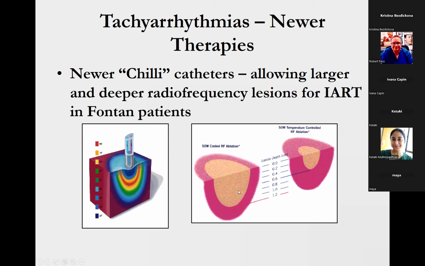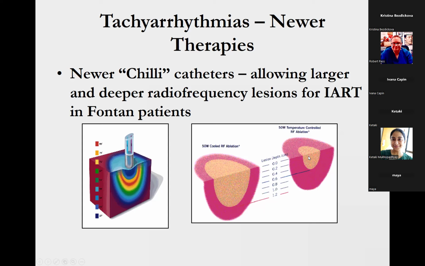But the downside, of course, is that with bigger lesions, you take a bigger risk, right, of something very potentially bad happening. You could perforate somebody, you could injure normal conduction tissue if you're near to that. We don't really know what the long-term effects are of making very large lesions as opposed to smaller standard RF lesions.